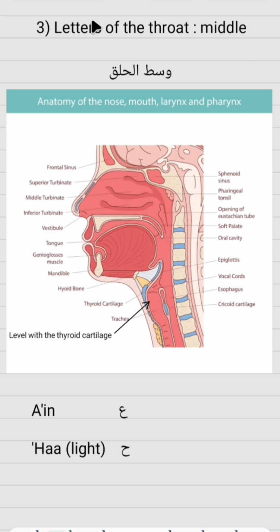The next two letters are going to come from the second part of the throat, which is the middle of the throat, which in Arabic is called wastul halq. Wast is for middle, al halq is for the throat.